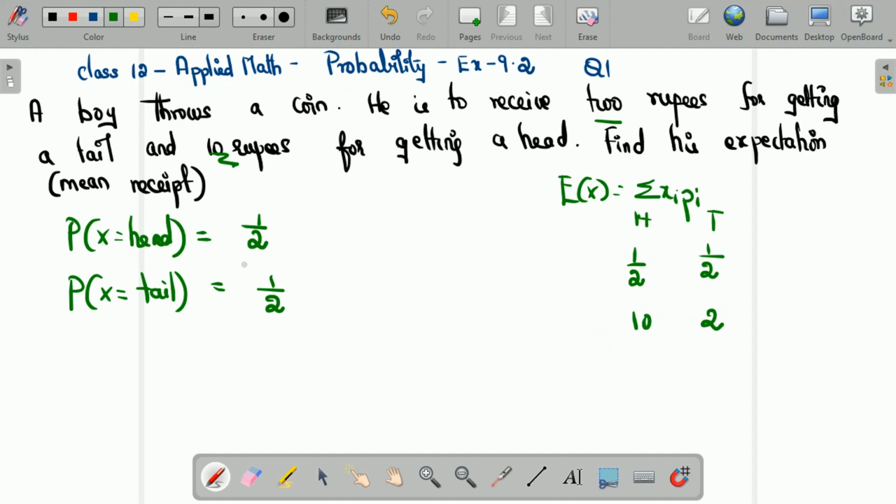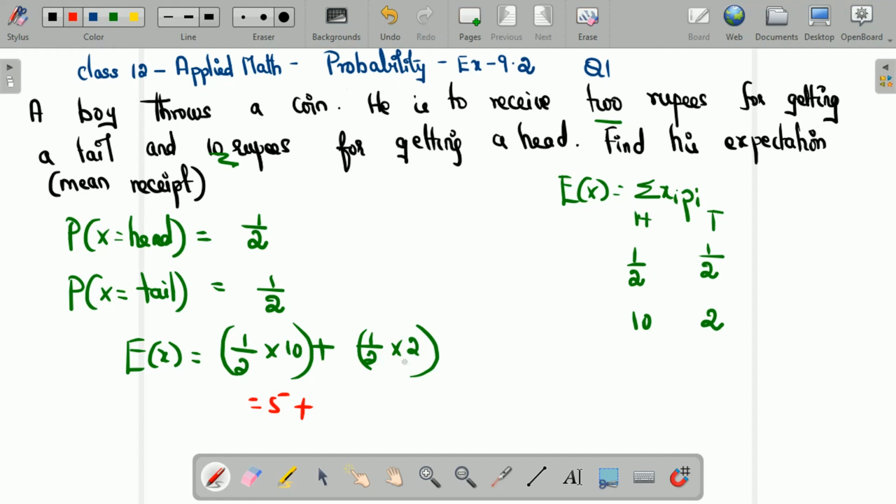Now let's calculate what E of x is. So E of x in this case is going to be 1 by 2 into 10 plus 1 by 2 into 2. So let's simplify this value. Here 10 divided by 2 is going to be equal to 5, plus 2 divided by 2 is going to be 1. So his expected mean receipt value is going to be equal to 6 rupees.